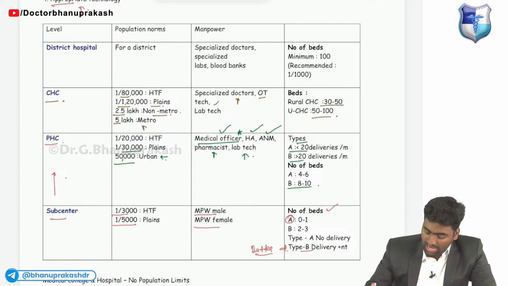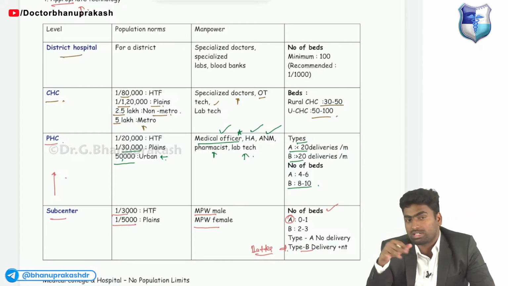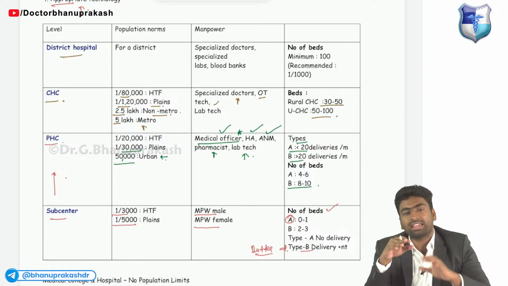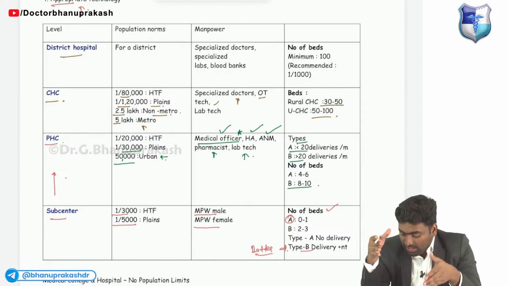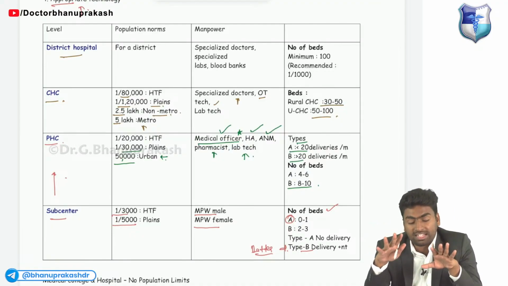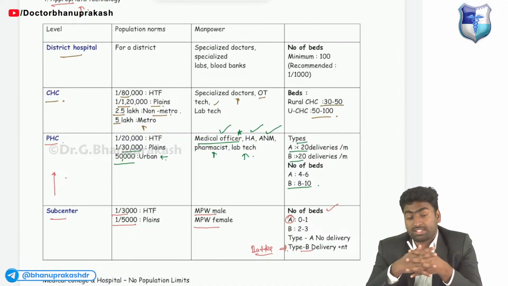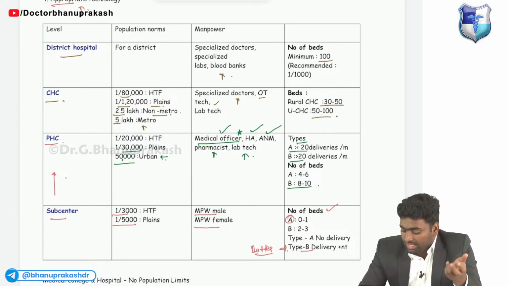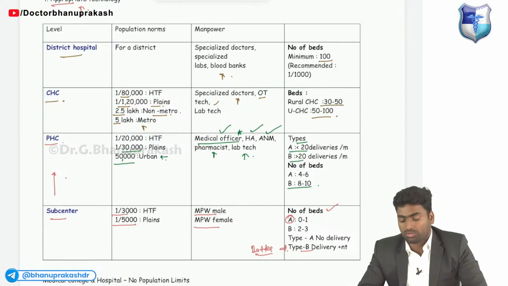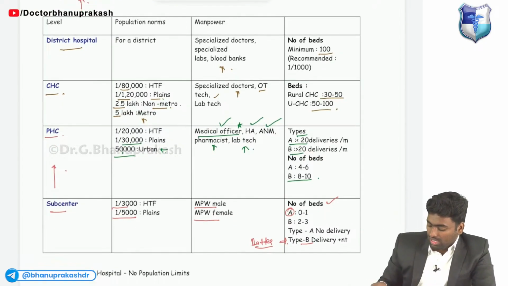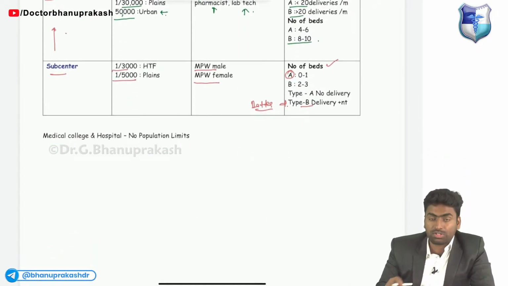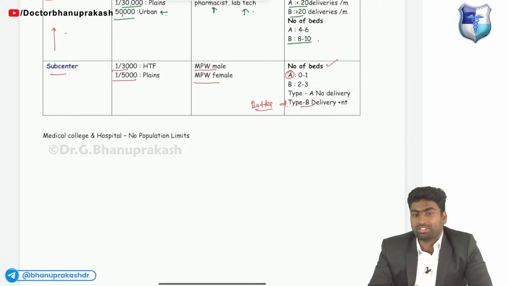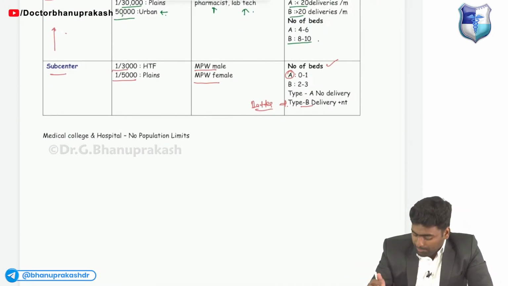And the district hospital is now mostly one per district, and they have converted them into medical colleges as well. There should be specialized or super specialized doctors along with blood banks. The minimum is 100 beds, where it is recommended as 1 per 1000. Just remember. And for medical colleges, there are no population norms that after this many people there should be a medical college.